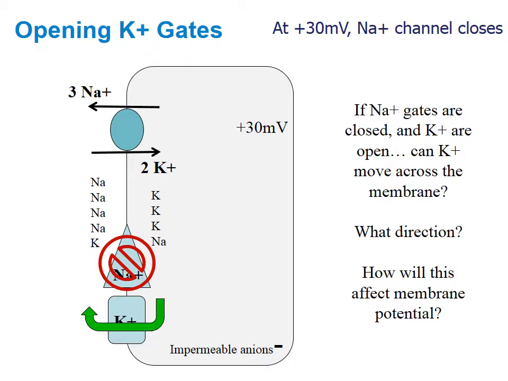Since this means positive charge is leaving the cell, the voltage drops down again. So much potassium leaves that the voltage drops past 0, past minus 55, and past minus 70. At around minus 90 millivolts, the last potassium voltage-gated channel will close.